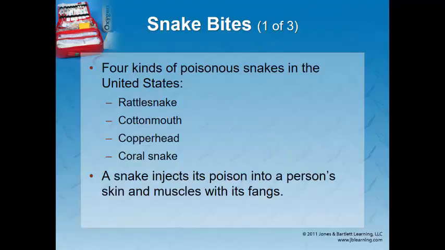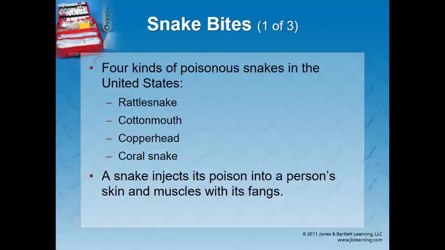Along with our injected poisons, we have to think about snake bites. So we have pit vipers in the United States, and then coral snakes. So rattlesnake, cottonmouth, and copperhead are all pit vipers. And your cottonmouth is also called a water moccasin. So those are all the same thing.